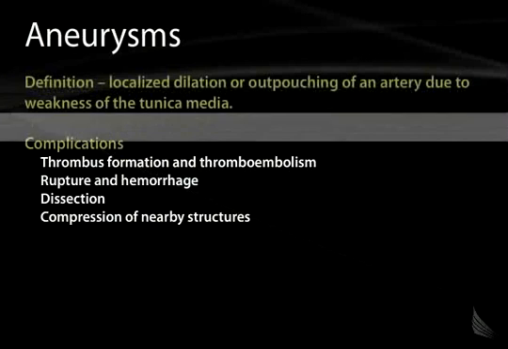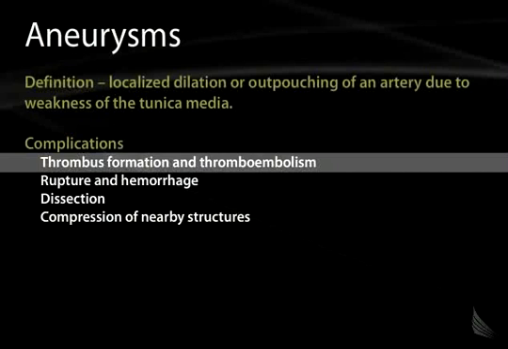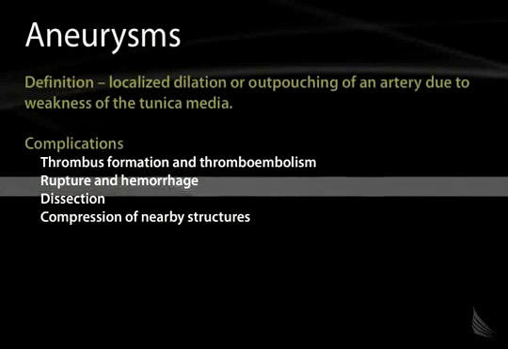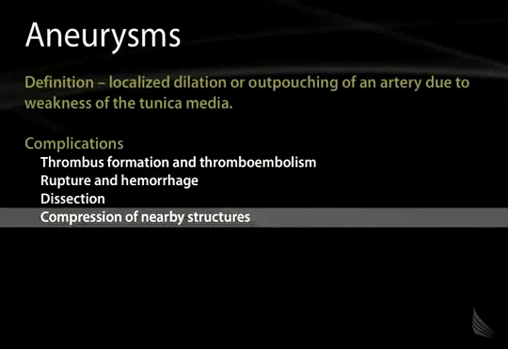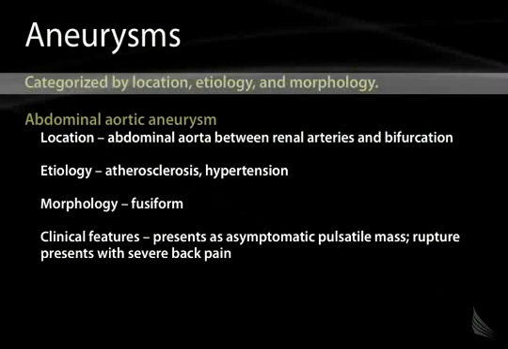Complications of these aneurysms are thrombus formation and thromboembolism, rupture and hemorrhage, dissection, and compression of nearby structures. They're categorized by location, etiology, and morphology.